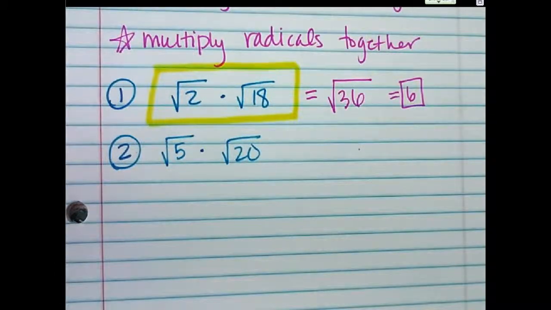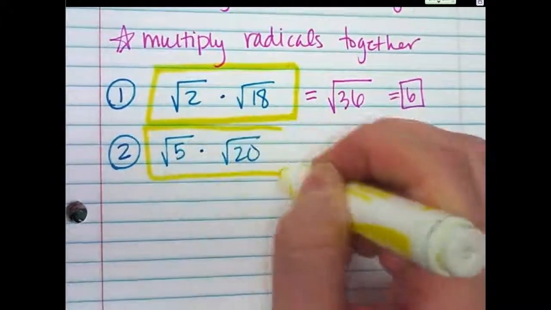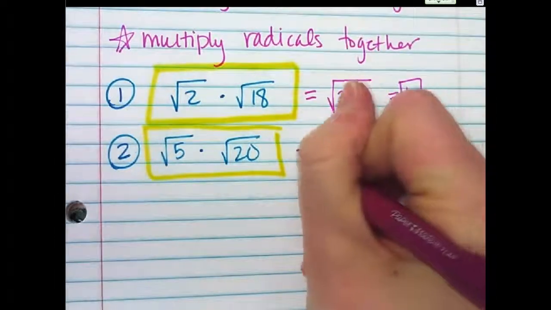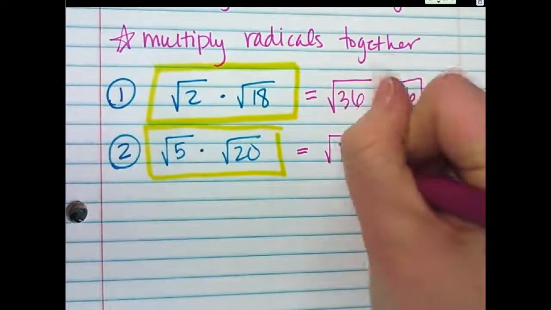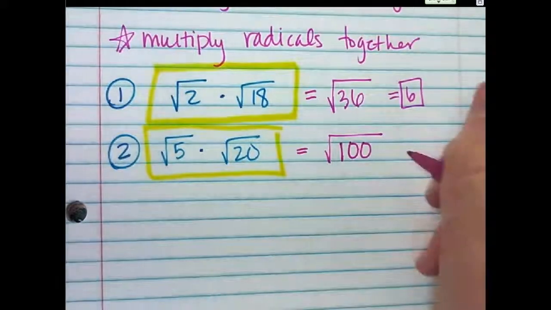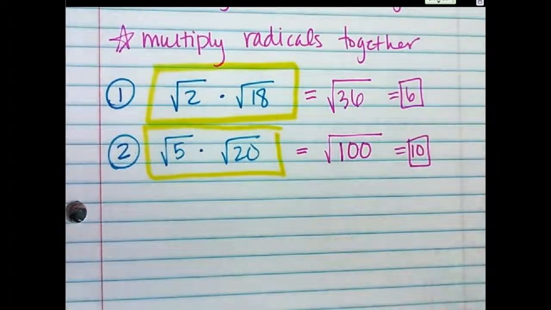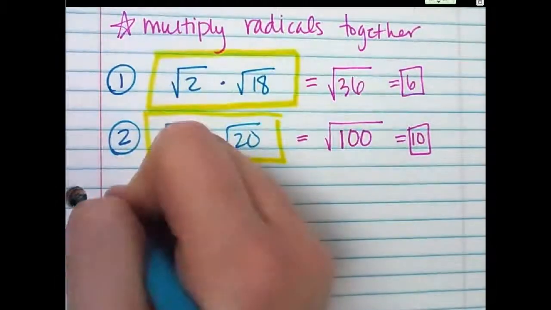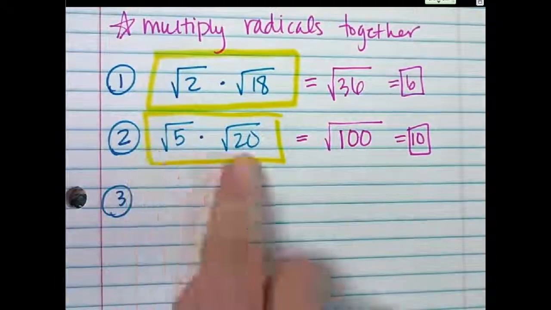Okay, square root 5 times square root 20. I heard someone say 100. Multiply 5 times 20, 100. And the square root of 100 is 10. That's all it is. There's nothing else. There's something else. Yeah, but not much. Number 3. We haven't done any front numbers yet.